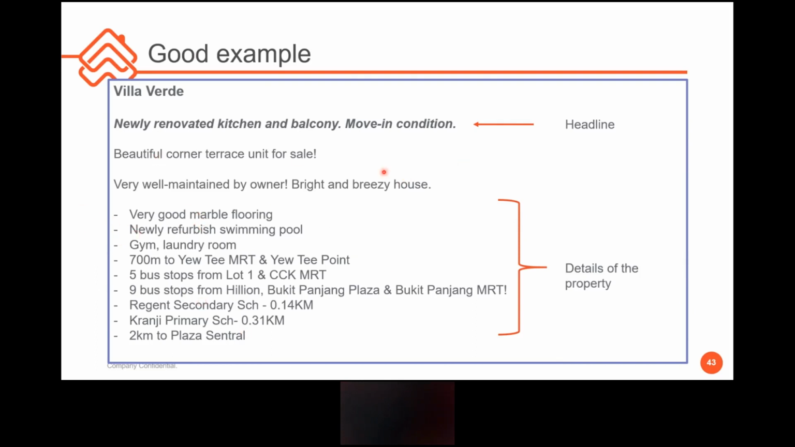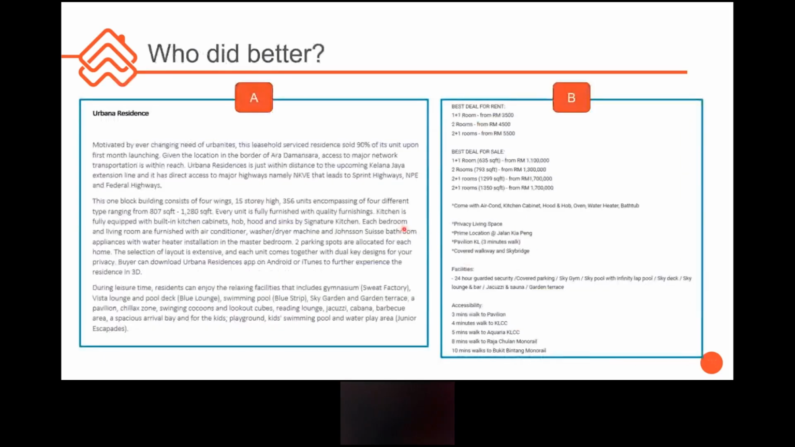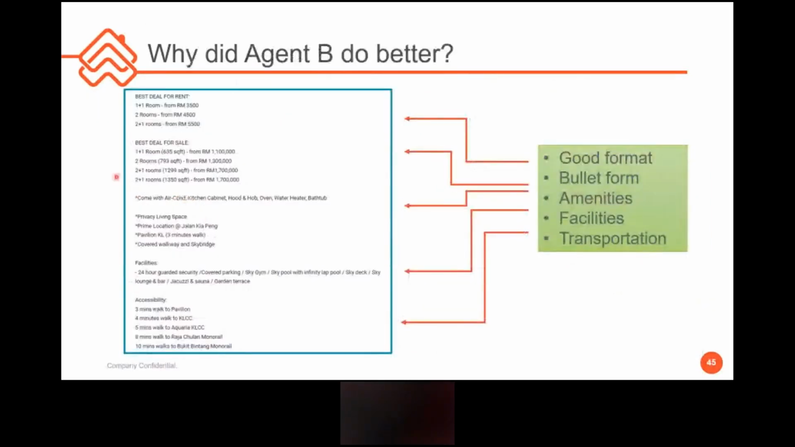Okay, this is my headline. I started as such, and then I have it here. So who do you think did better, person A or person B? At a glance, you can tell it's definitely easier on the eyes when you read person B. It's a very good format: bullet points, broken down into amenities, facilities, and transportation.